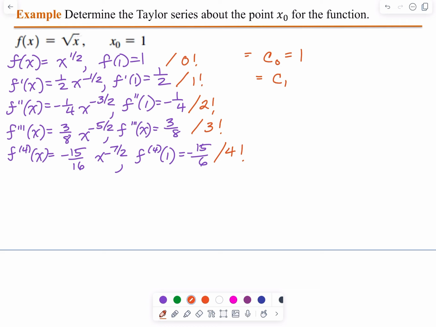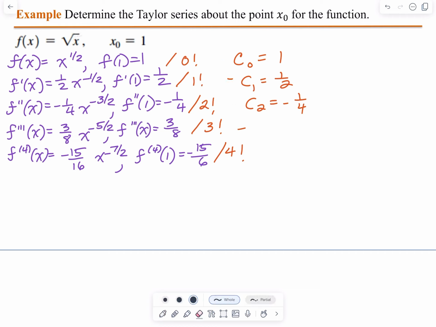Okay, and so now we have this equal to c naught, and that's going to be equal to 1. And c1 is 1/2. C sub 2 is a negative 1/4. C sub 3 is going to be equal to 1/16. C sub 4, that would be divided by 4 factorial. That would be a negative 5 over 128.